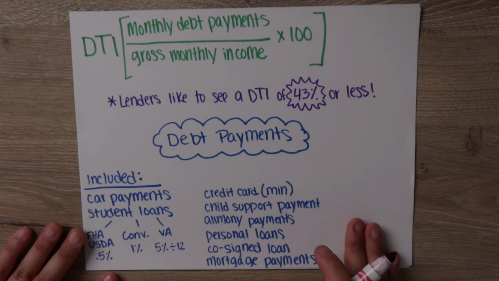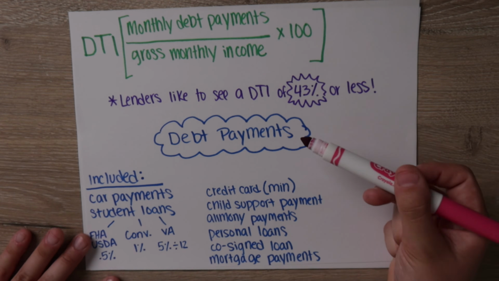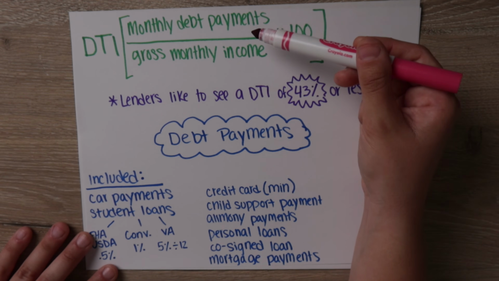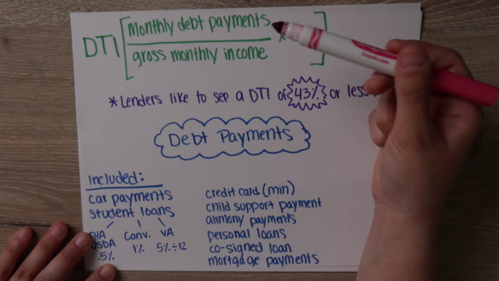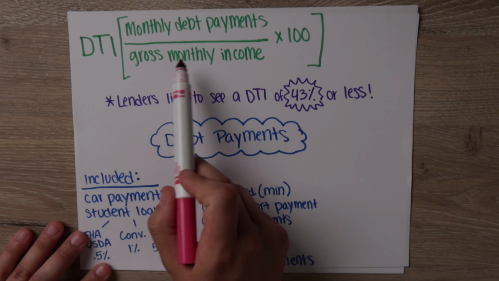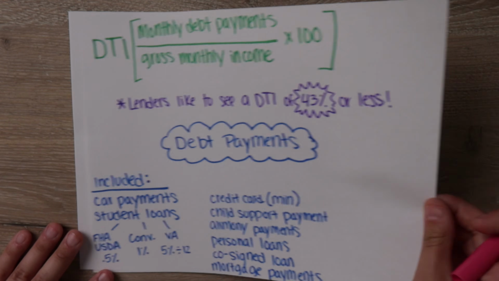So now that we have talked about debt payments, which is the first portion of our DTI calculation, let's go ahead and focus on gross monthly income. How are we going to figure out that and what counts for it?